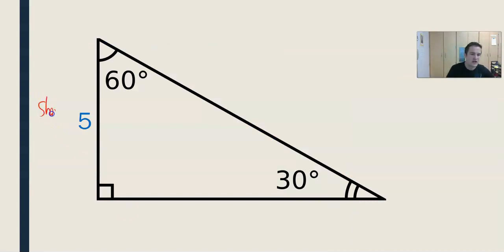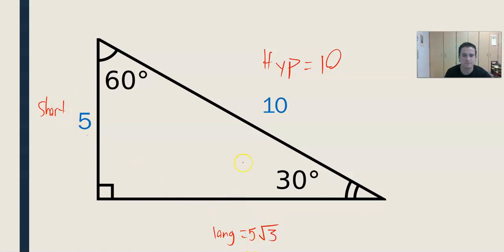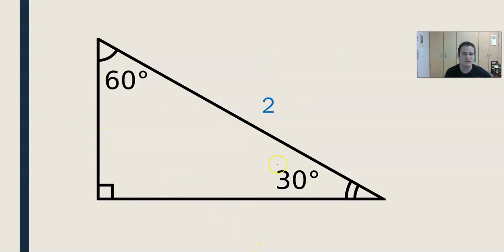I have the short side, the long side, and the hypotenuse. The hypotenuse is double the short side. So if the short side is 5, the hypotenuse is going to be 10. And then the longer side is the short side multiplied by the square root of 3. So the hypotenuse here is 10. The long side is 5 times the square root of 3. Because in a 30, 60, 90 triangle, the hypotenuse will be double the short side, and the long side will be the short side multiplied by the square root of 3 every single time.